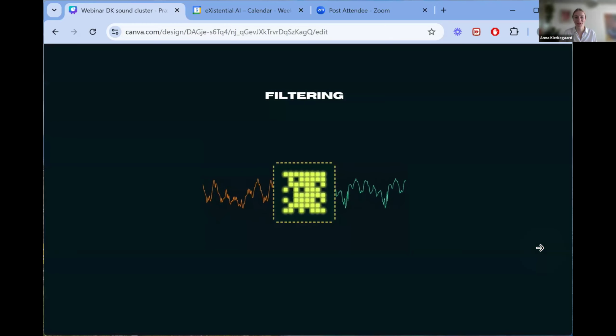We've also been exploring filtering. This is filtering of glucose data, something that can be used for insulin pumps. So it might sound like a lot, but it also is a lot when you're in a startup and have to find the right place to start.